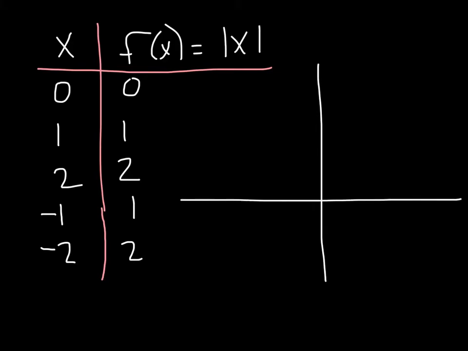So as you can see, if we were to graph 0, 0, we'd have a point here. At 1, 1, we'd have a point here. But we also have this point at negative 1, 1. So it's going to mirror itself on the left-hand side.